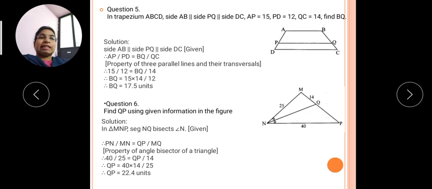So students, these 6 examples I explained to you today. All these examples you have to write properly in your notebook. If you have doubts, then you can ask me in the doubt session.